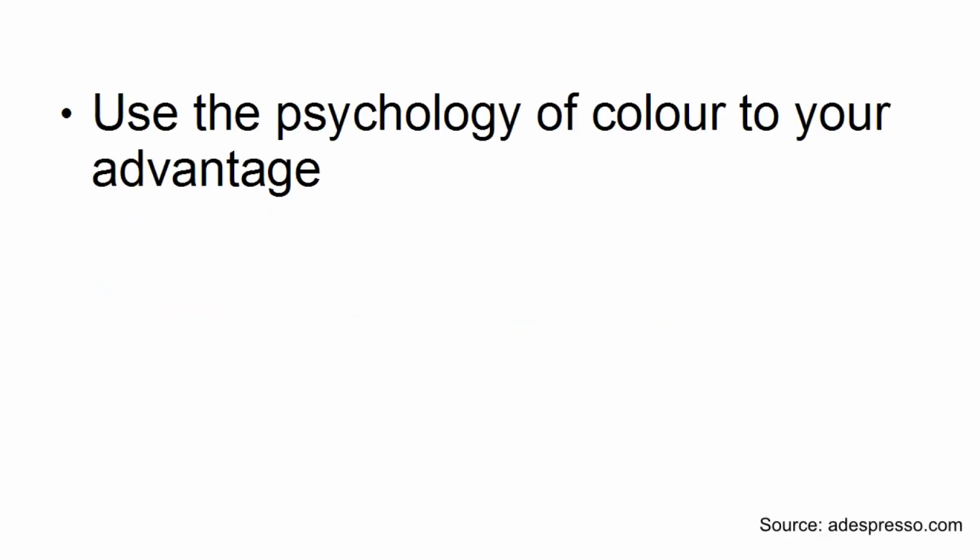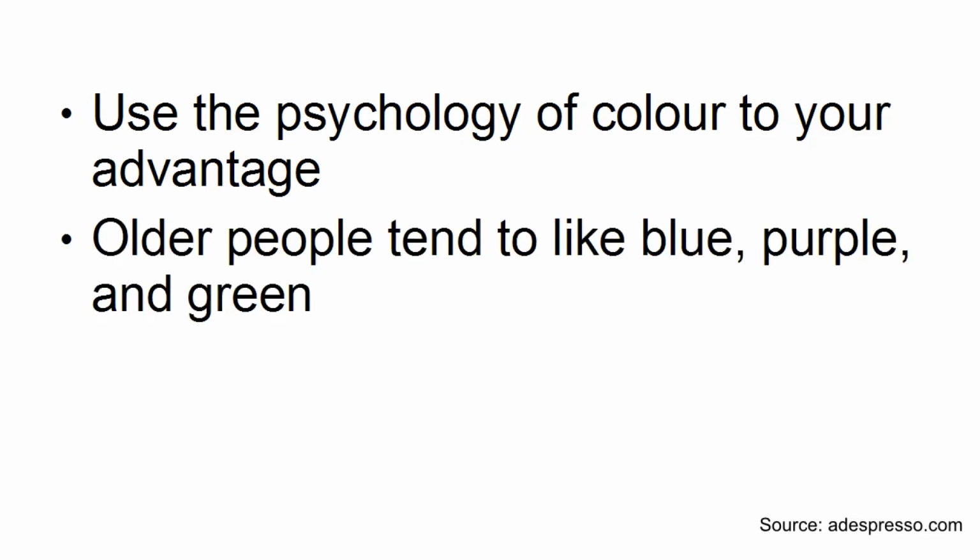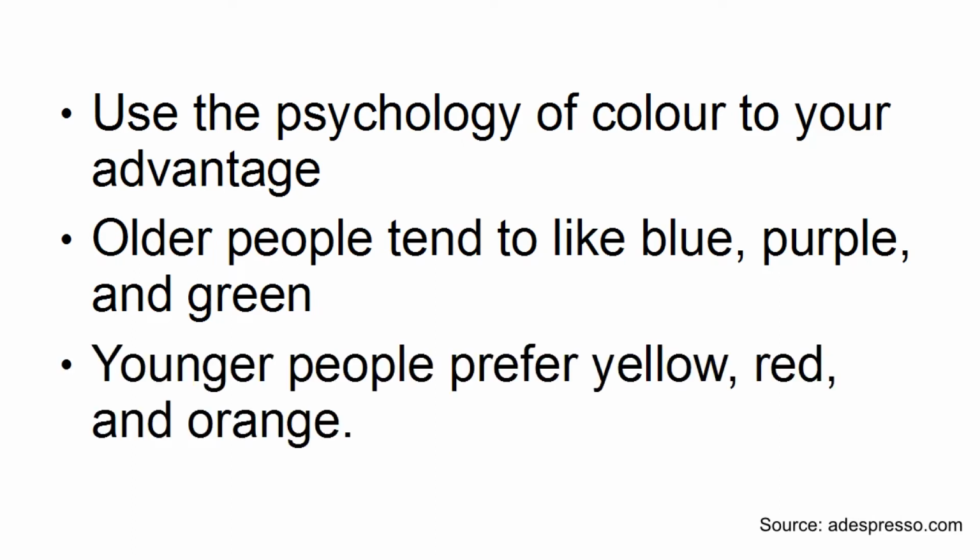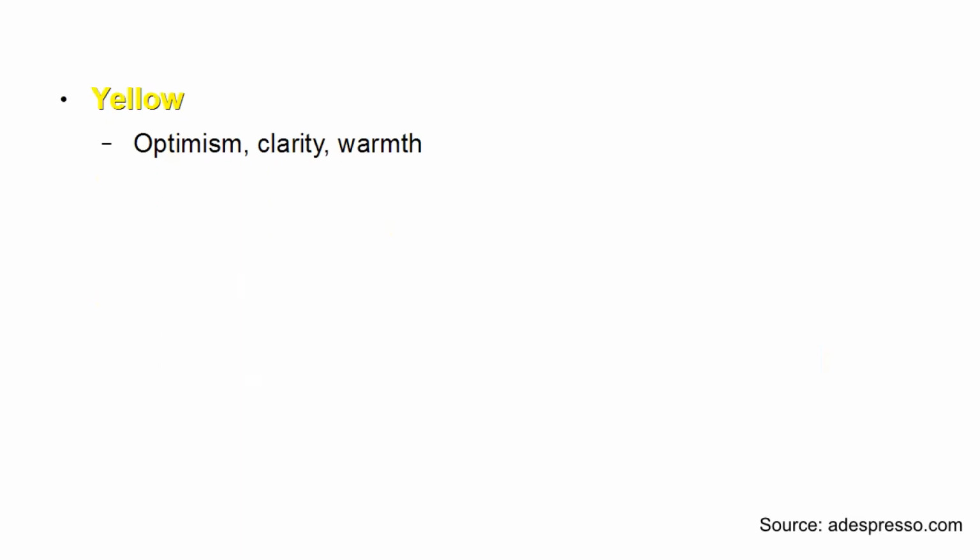You can also use the psychology of color to your advantage. And this is something that works on a sort of subtle, subconscious level. Studies have proven that older people tend to like blue, purple and green, whereas younger people prefer yellow, red and orange. So you can build this sort of thing into your advertisement. In fact, you can take it a step further, because different colors tend to relate to different things. For example, yellow tends to convey optimism, clarity, and warmth.